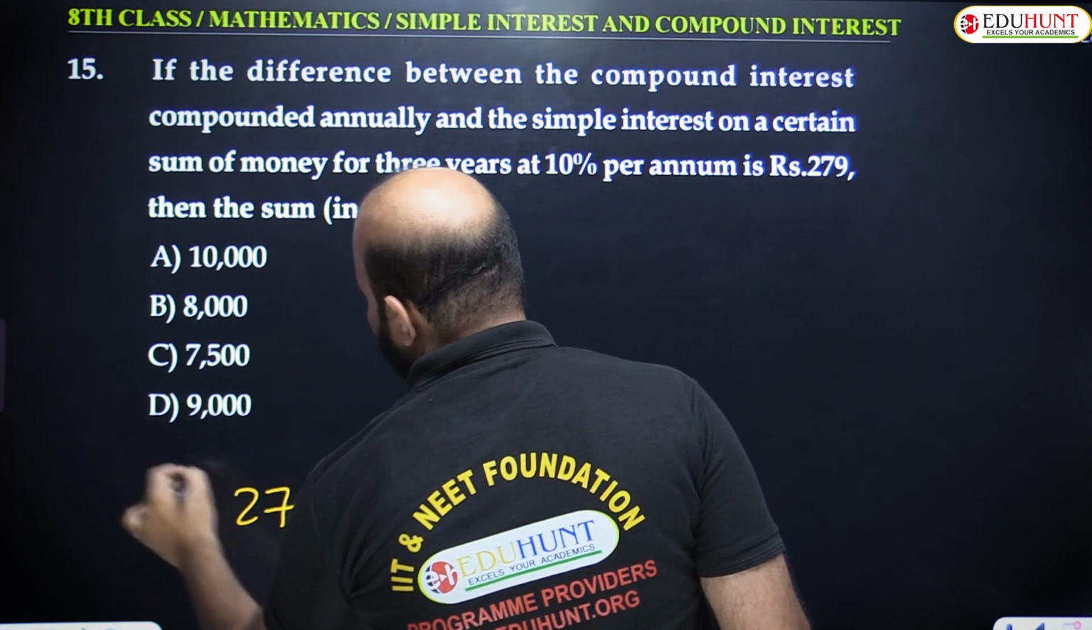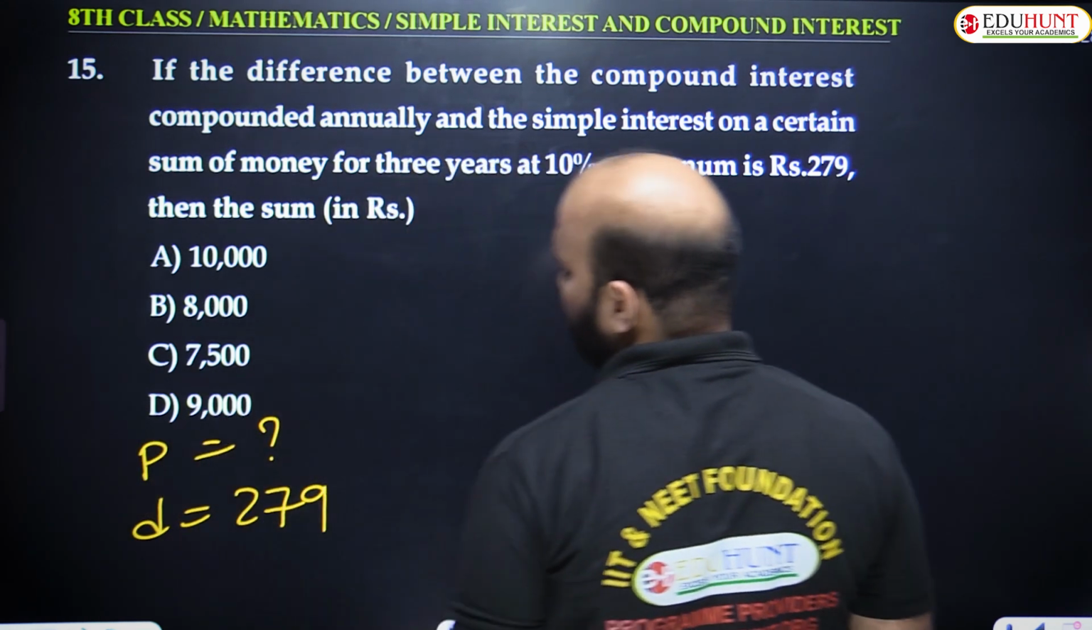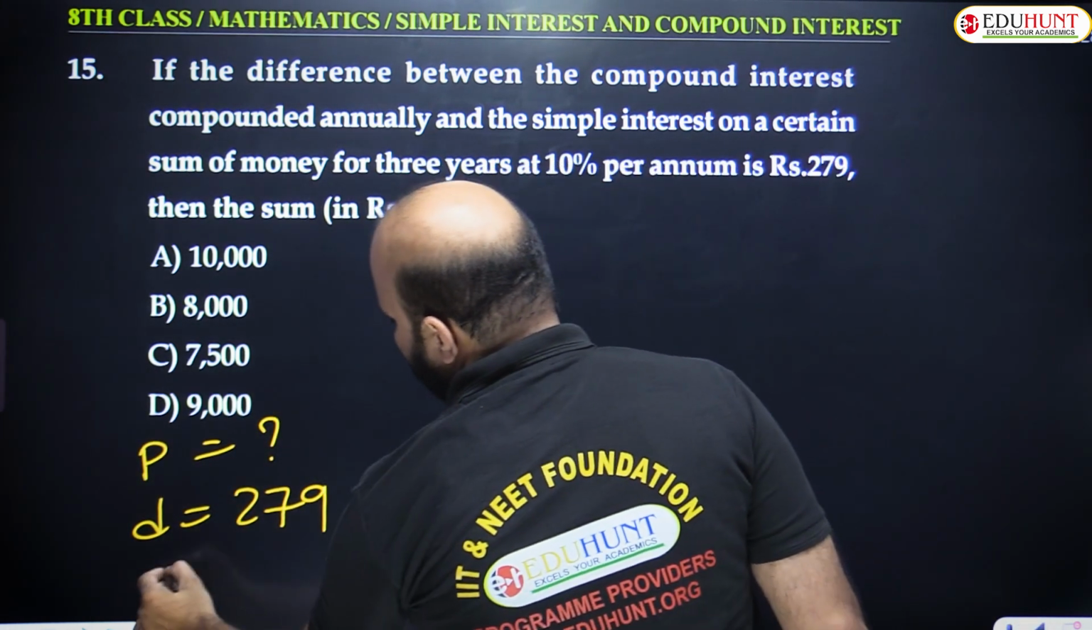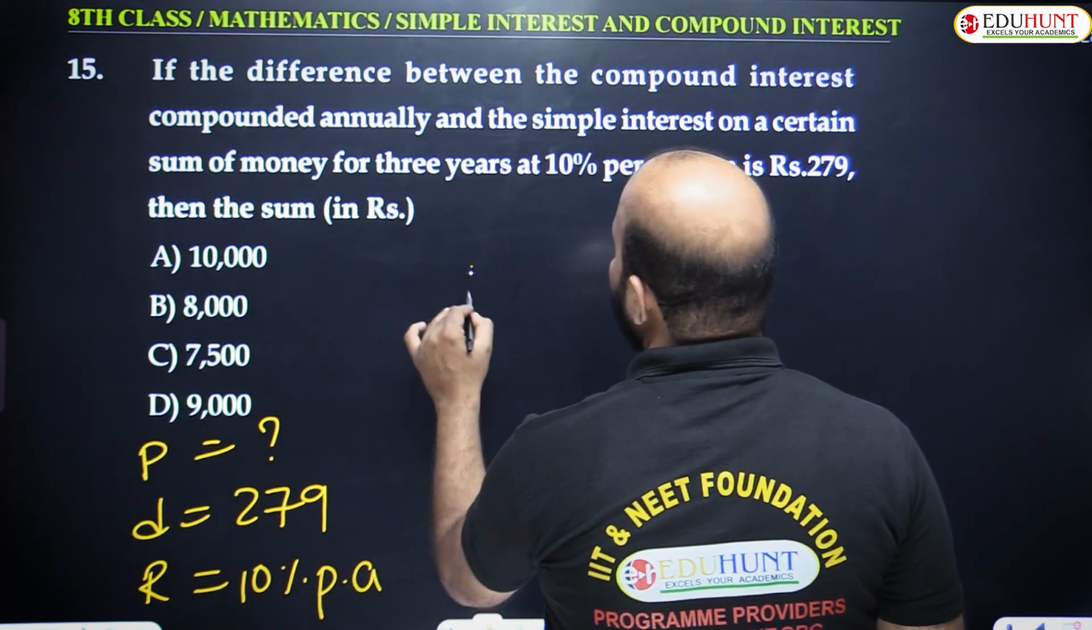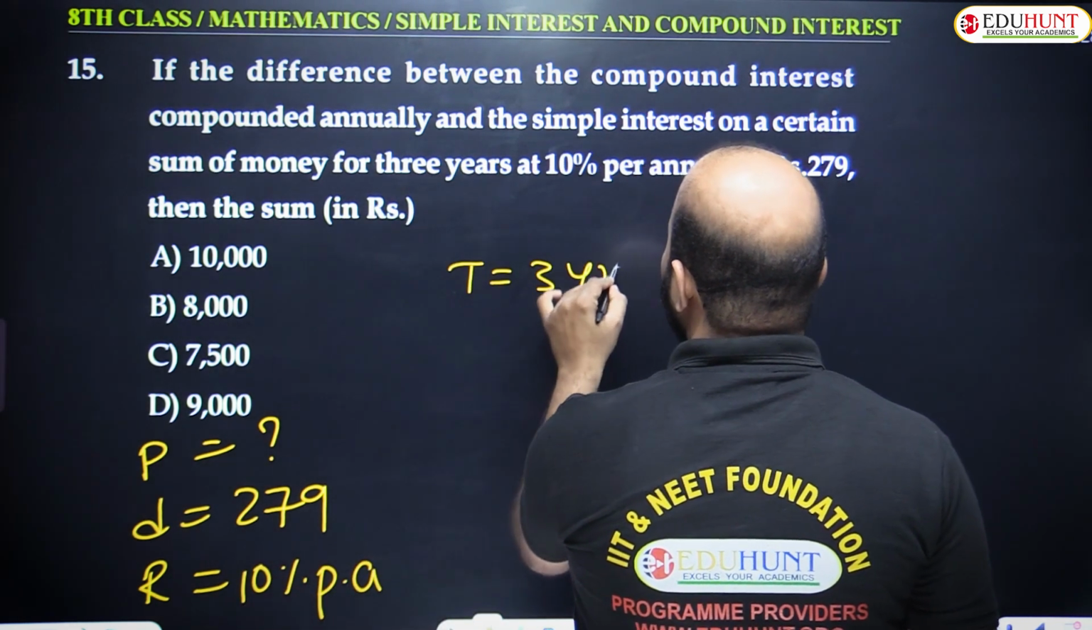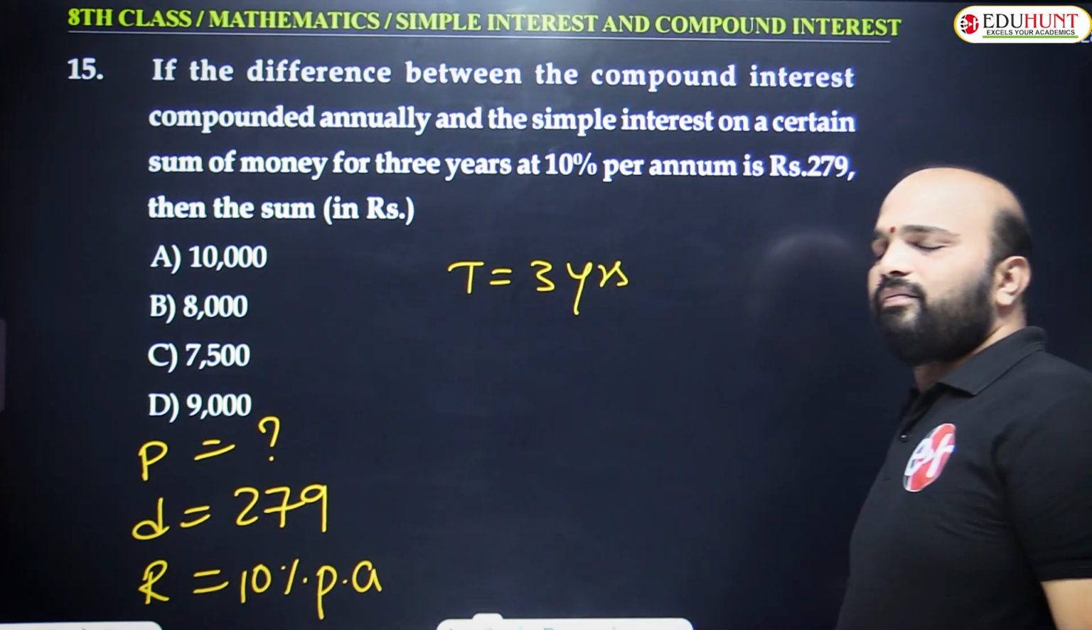279. You don't know the principal amount. So the rate of interest, how much is given? Rate of interest is 10% per annum. Time, how many years is given? 3 years. If it were given 2 years, P equals 10 power 4 into D by R square.